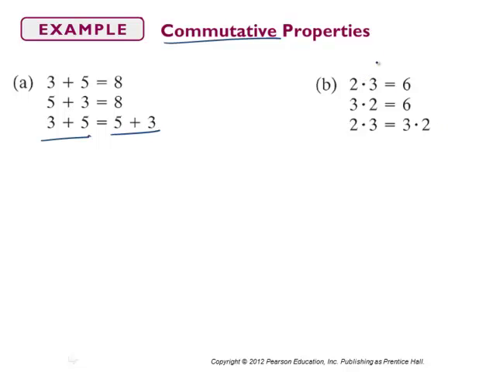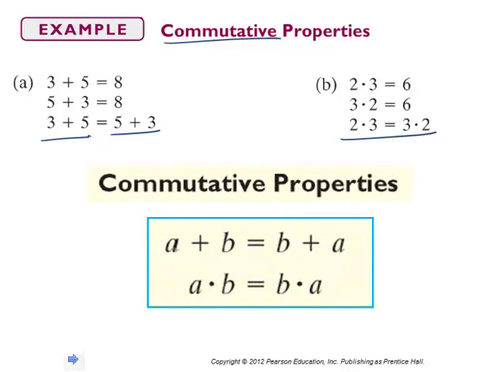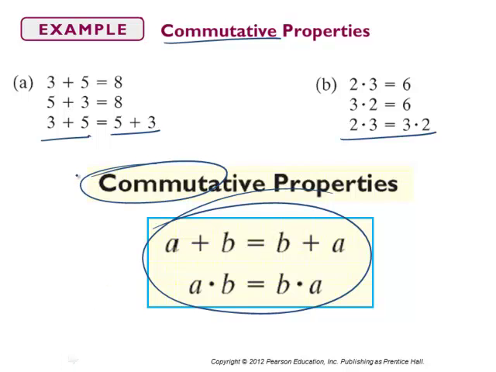Or if you want to multiply two numbers, multiplication is also commutative. So if you want to, for example, take 2 times 3, you're going to get 6. If you want to do 3 times 2, you're also going to get 6. So it doesn't really matter what order you multiply any two real numbers. You're going to get the same result. So here are commutative properties for addition and multiplication. When we talk about commutative, think about the word commute, as in going back and forth between 2 points, as in between home and work.